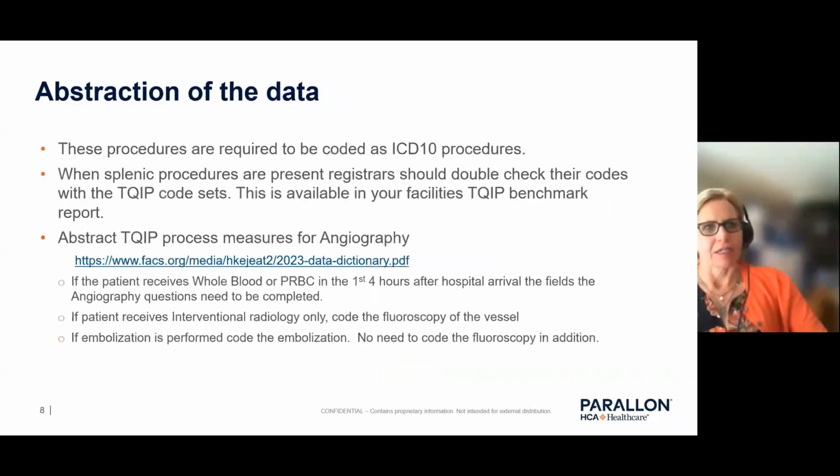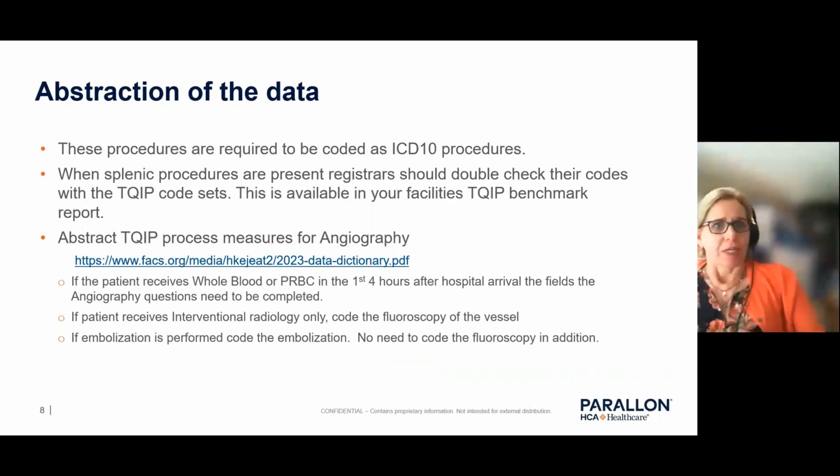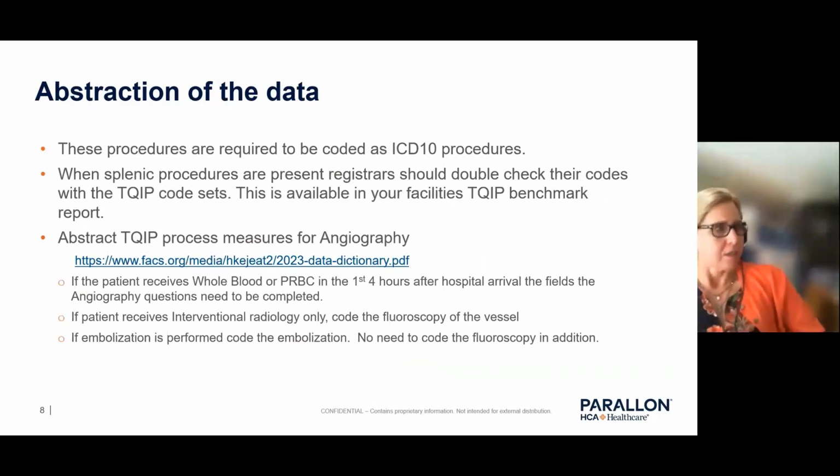So how do we abstract this data? We've figured it all out, right? We figured out what happened to our patient. They had their CTA, they went to IR, they got some blood. Now what do we do with all this information? So the procedures are required to be coded as ICD-10 procedures per our NTS Data Standard Dictionary. And we also have to think about what codes are going to go to our TQIP sets.